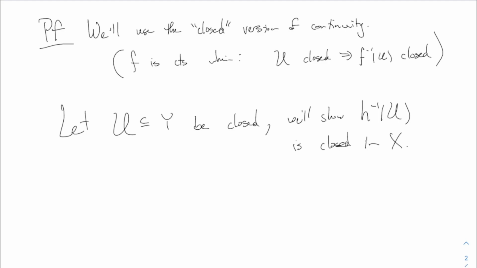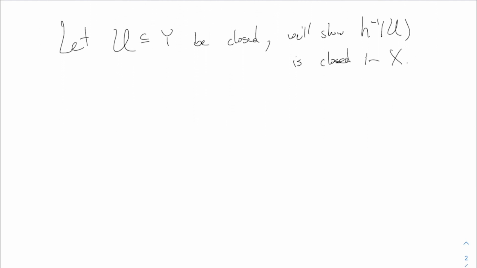Okay, let's do it. Actually, I'm sorry, I keep misdirecting. Rather than U, I'm going to call it C, just so that we remember that it's closed. Sorry about that. People like to use U for an open set, and it's a little weird to use U for a closed set, so I'm going to call it C. All right, this is what we've got to do.